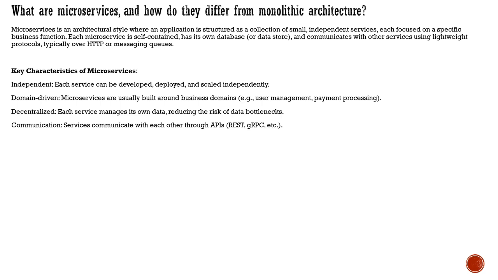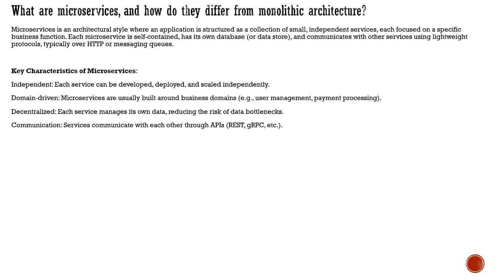Now, microservices is an architectural style where the application is structured as a collection of small, autonomous, independent services. Each is focused on a specific business function and has its own purpose. Each microservice is self-contained and has its own database. They communicate with each other using lightweight protocols like HTTP and gRPC. There are also different message brokers we can use.